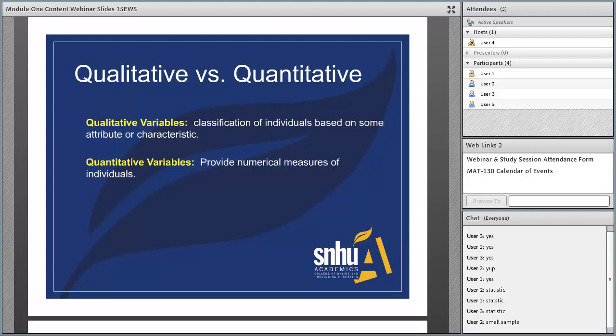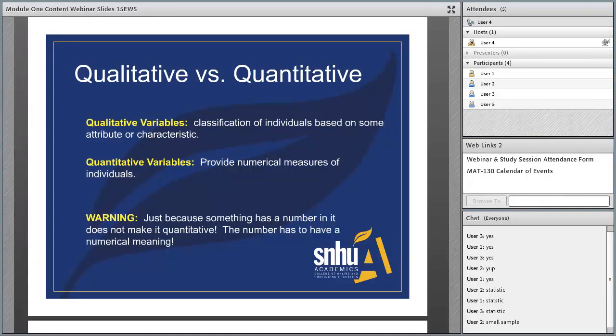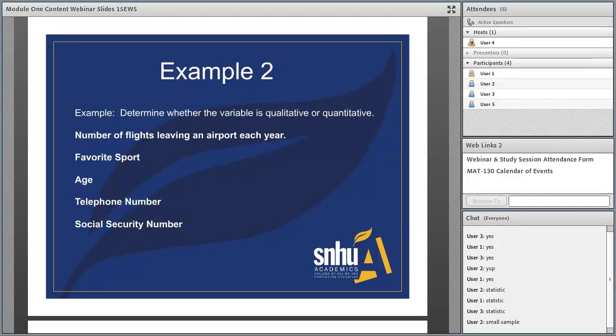So something numerical with a number that has meaning. So I'm going to put a warning up here. Just because something has a number in it does not make it quantitative. The number has to have numerical meaning. Okay, so we're going to see some examples of what I mean by this warning. Okay, because there are things that have numbers in them, but the number doesn't actually have meaning. And actually, let me just peek at it. Okay, so we'll go to this example.